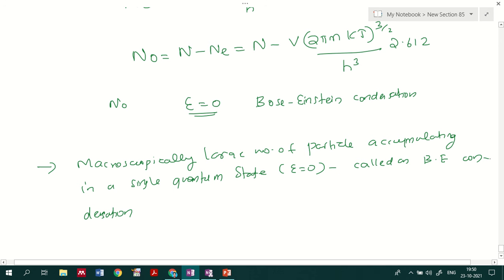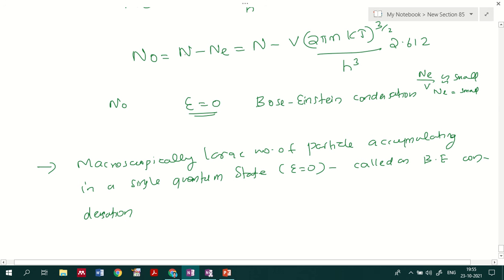Okay, Bose-Einstein condensation is equivalent to the vapor containing the liquid state. It is equivalent to that state in that case. Okay, how are a large number of particles accumulating in a single quantum state? Here you can see that this factor Ne by V will be comparably a very small value. So the limiting value will be very small. Then Ne also in that scenario we can say will be comparably very small.